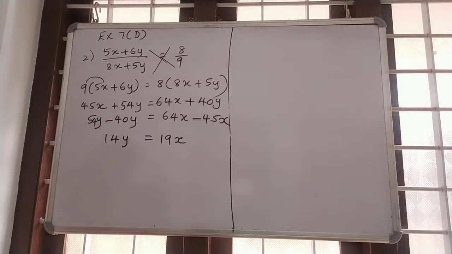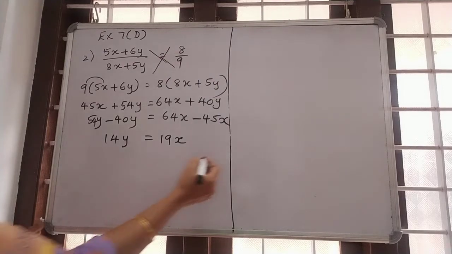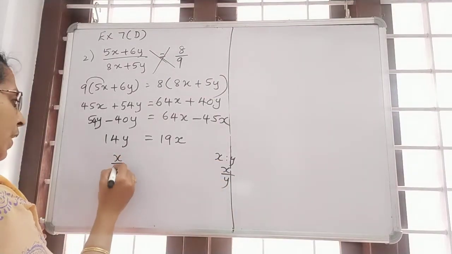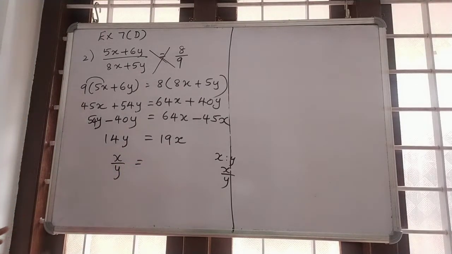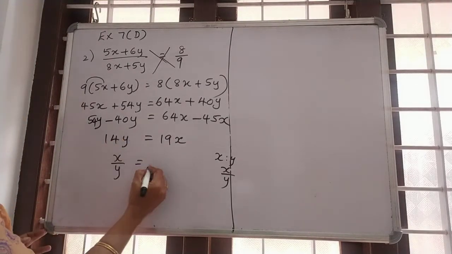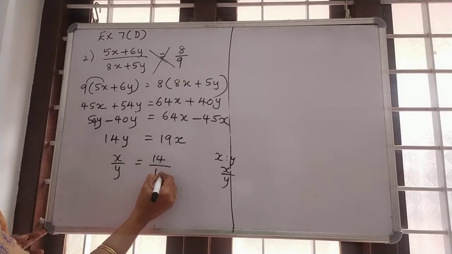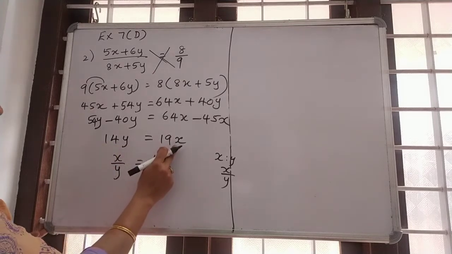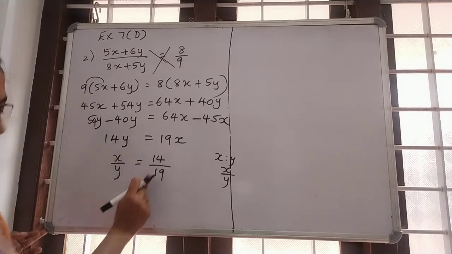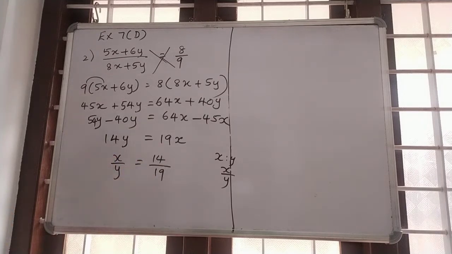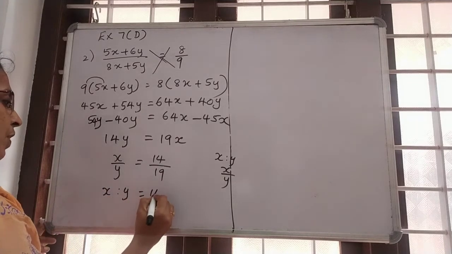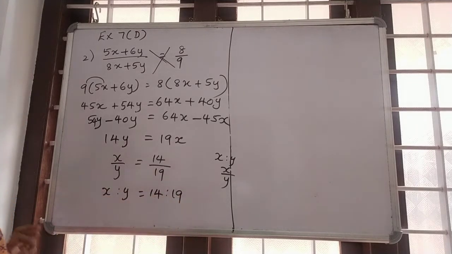We want to find out x is to y. That means we want to find x by y. So how can we write x by y? If we cross multiply, 14y is equal to 19x. So x by y is equal to 14 by 19. That is, x is to y is equal to 14 is to 19.